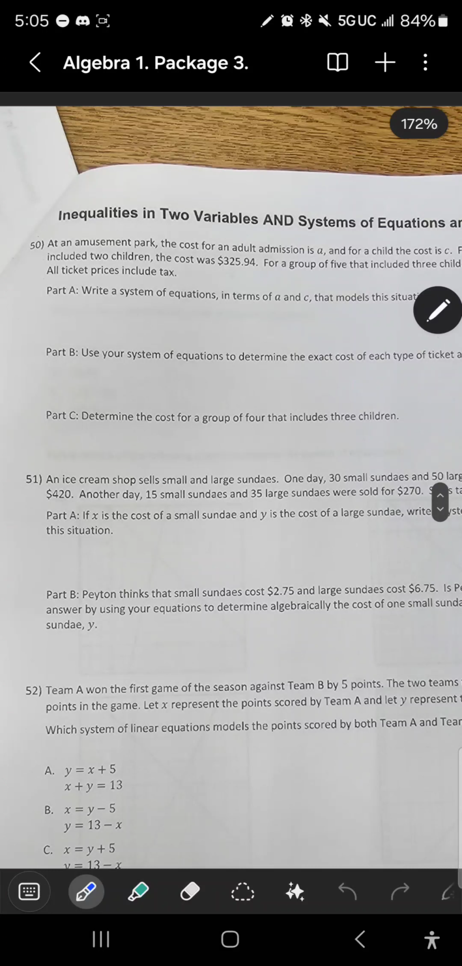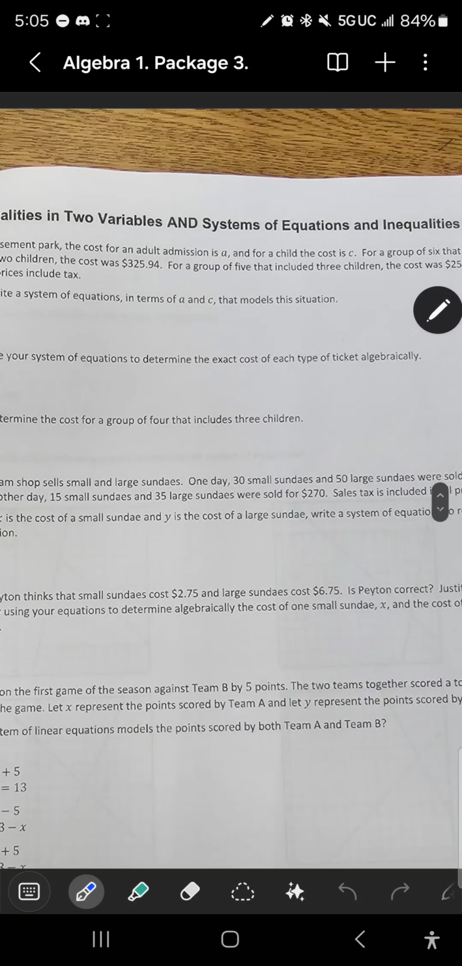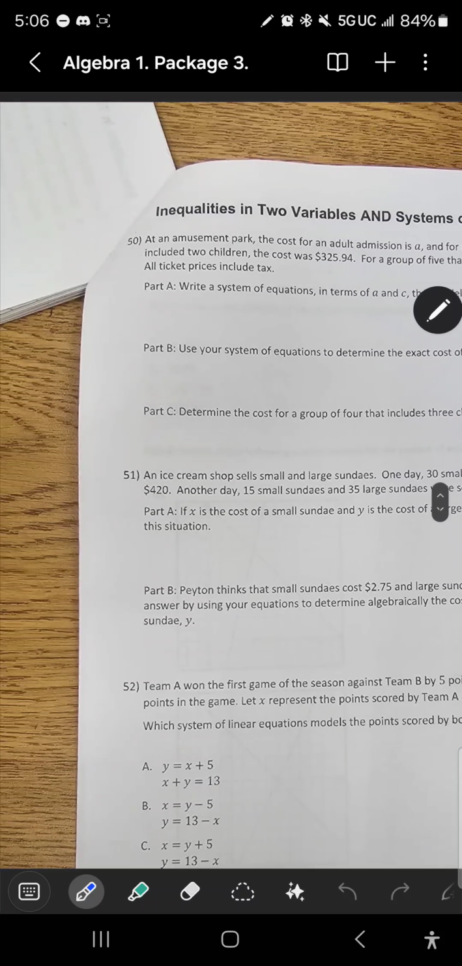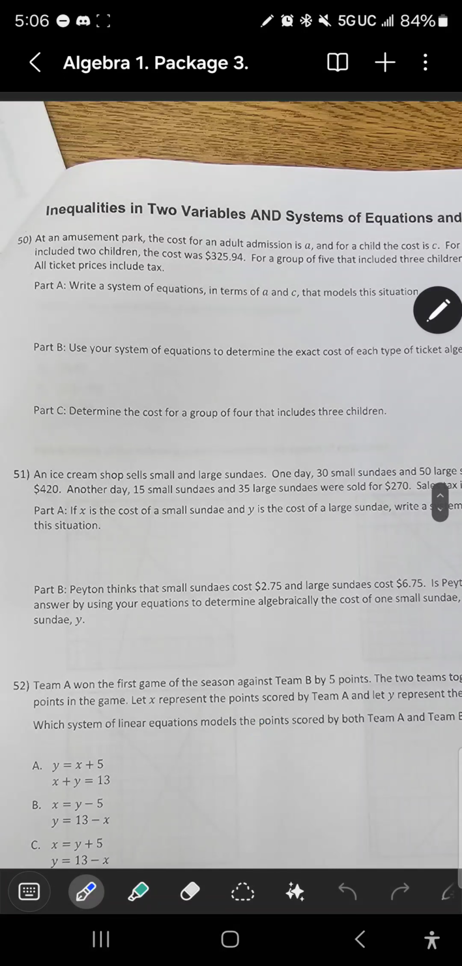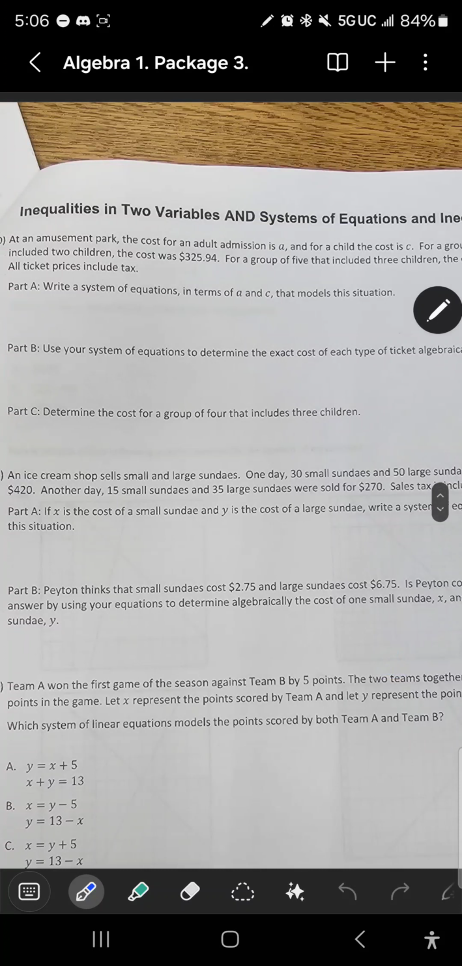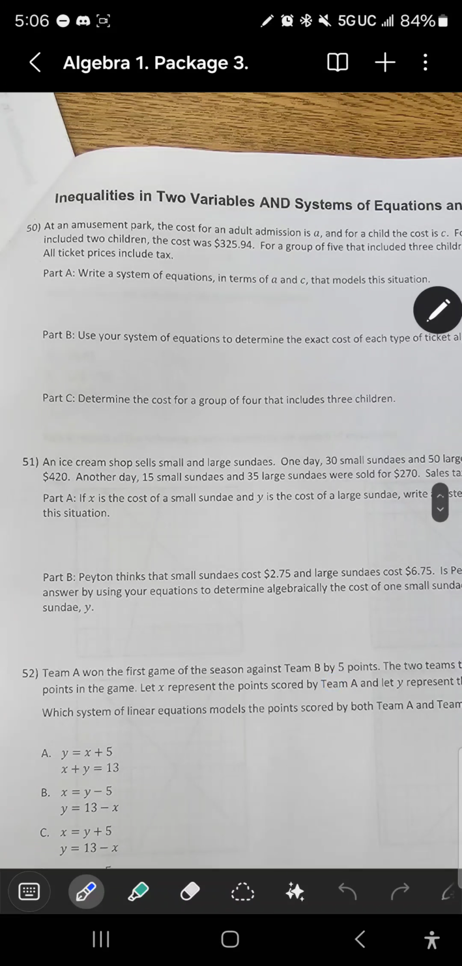So let's say number 50. At an amusement park, the cost for an adult admission is A and the cost for a child is C. For a group of 6 that include 2 children, the cost was $325.94. For a group of 5 that include 3 children, the cost was $256.95. All prices include tax. Write a system of equations in terms of A and C that models this situation.